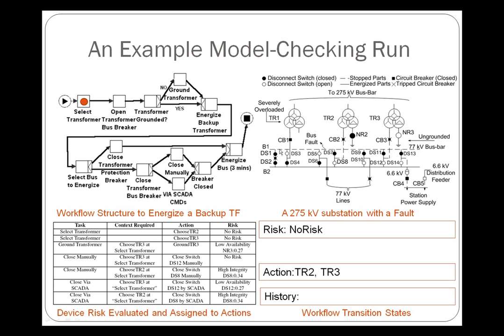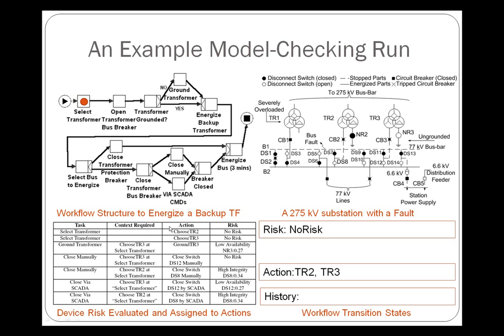A fault at the 77 kV bus bar causes the protection system to operate, tripping two of the transformers, TR2 and TR3, causing the remaining transformer to suffer from an overload. Operators in the control center have to reduce the load of the transformer in 10 minutes, otherwise TR1 overheats and burns out, causing a blackout of the entire substation.